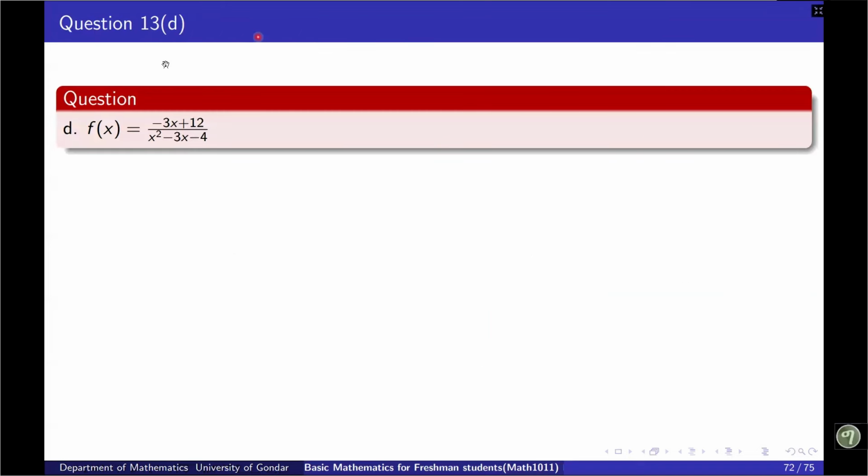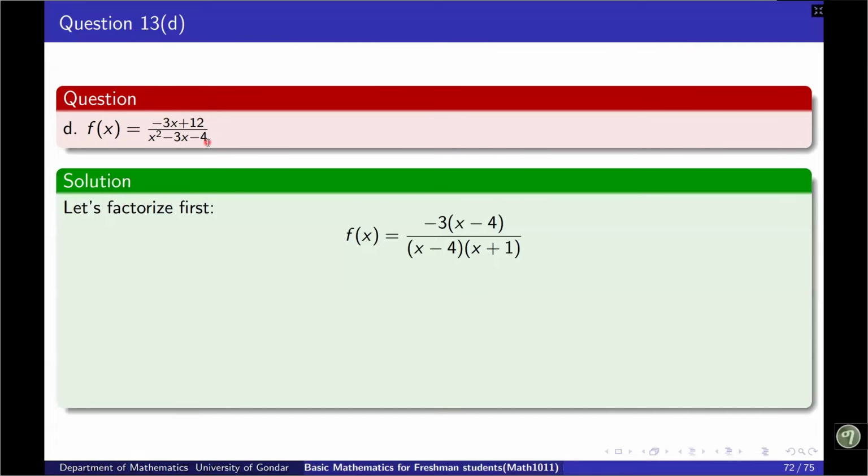The last one could be the rational function -3x plus 12 over x squared minus 3x minus 4. Here, first, let's factorize again. f of x equals -3 times x minus 4, and the factorized form of x squared minus 3x minus 4 could be x minus 4 times x plus 1. So we have x minus 4, we have x minus 4, they can be cancelled.